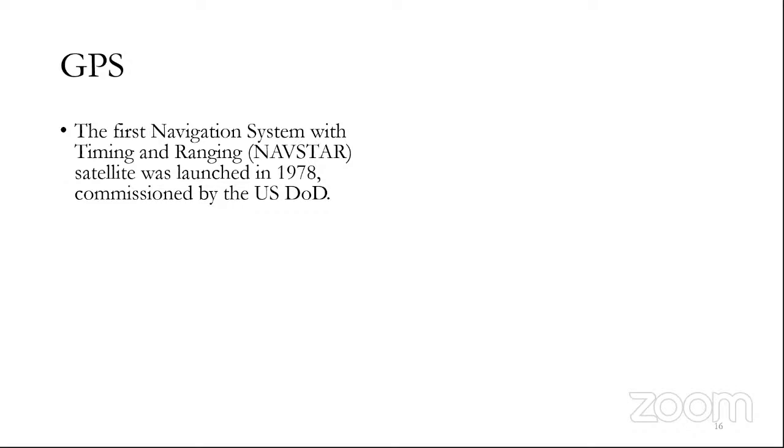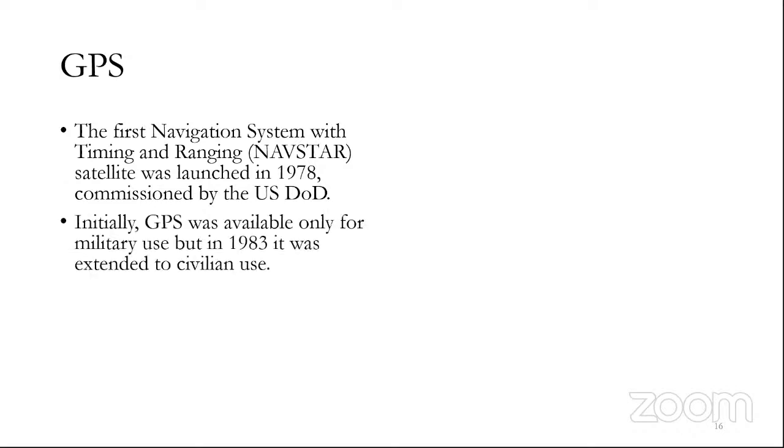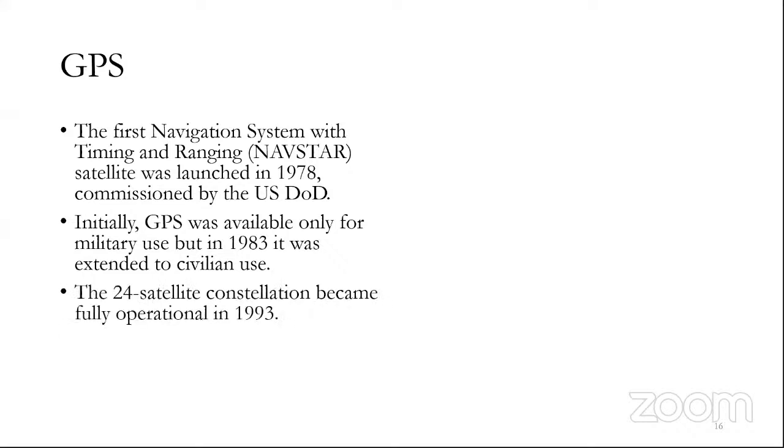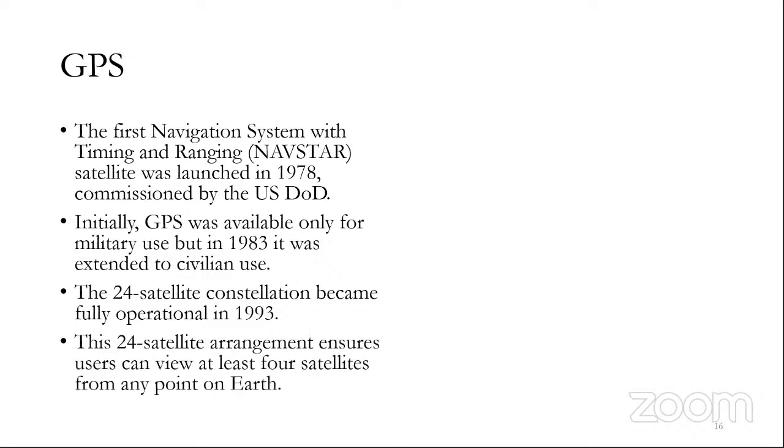Initially it was known as Navstar, which is short for Navigation System with Timing and Ranging. The first satellite was launched in 1978. It was commissioned by the United States Department of Defense, and it was only available initially for military use, but in 1983, it was extended to civilian use. The constellation itself was designed to maintain 24 satellites, and it became fully operational in 1993.